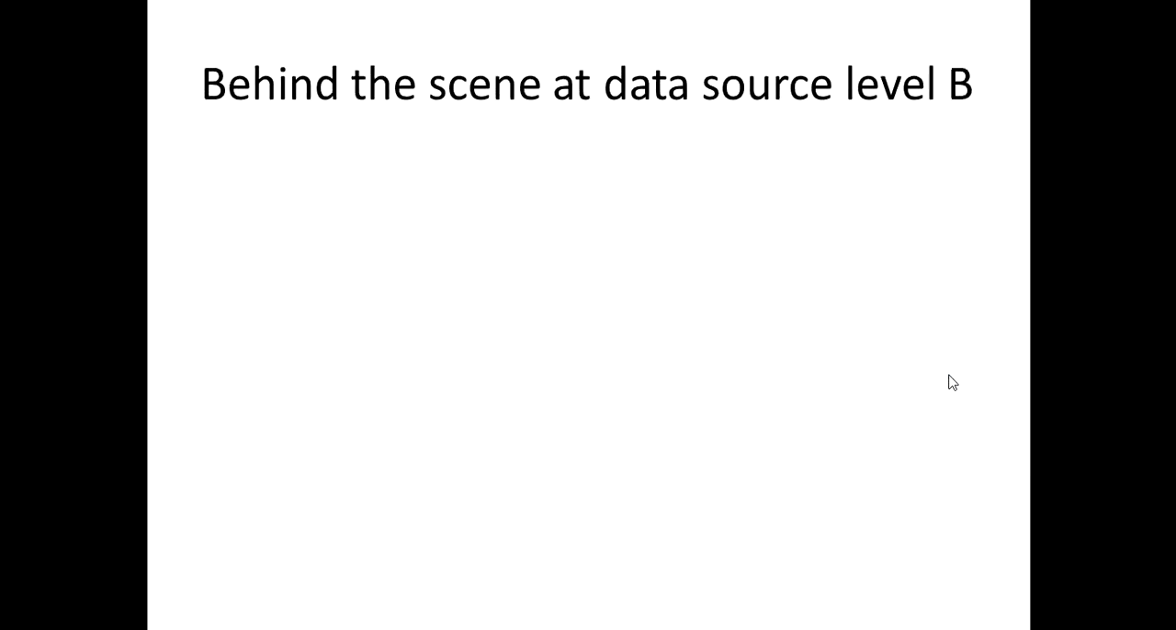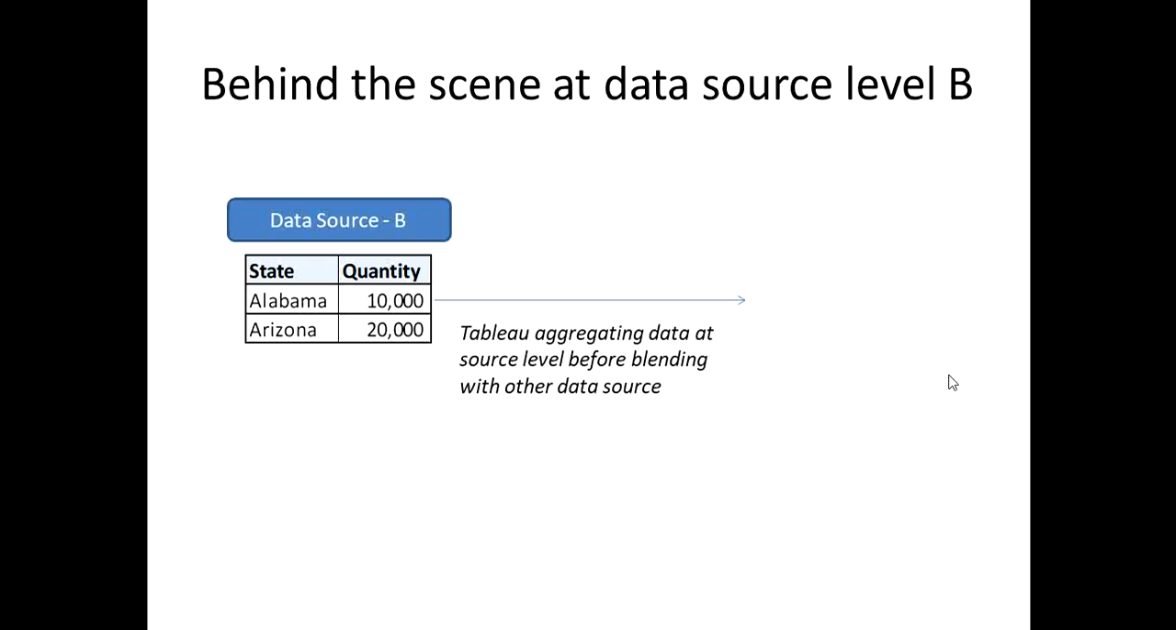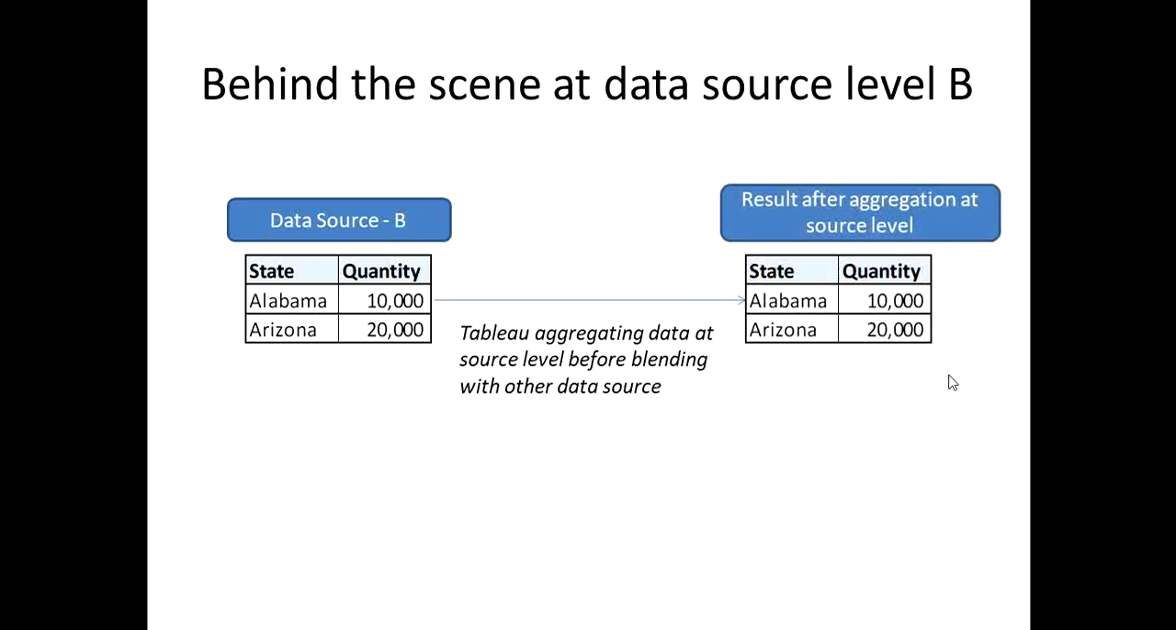Now look at what happens behind the scene at data source level B. Since this is just a very small data set, there is nothing much to aggregate, because it has just single records for each of the states. But Tableau still aggregates data at the source level before blending with the other data source, and the result will be as it is. This is what I'll be getting as the result after aggregation at source level B. Now I'm going to join the result after aggregation at source level A and the result after aggregation at source level B. These two data sets I'm going to join, and that is what happens in data blending: blending after aggregation at source level.